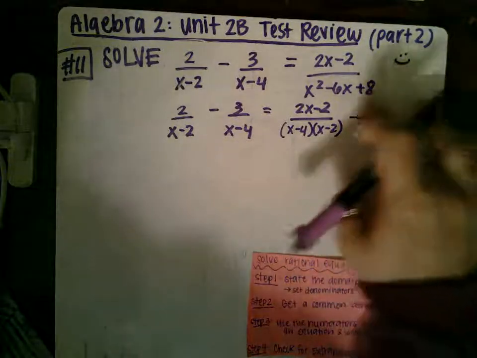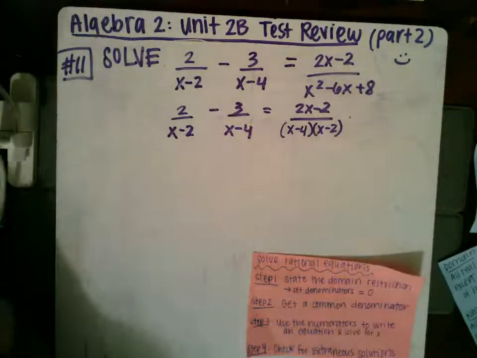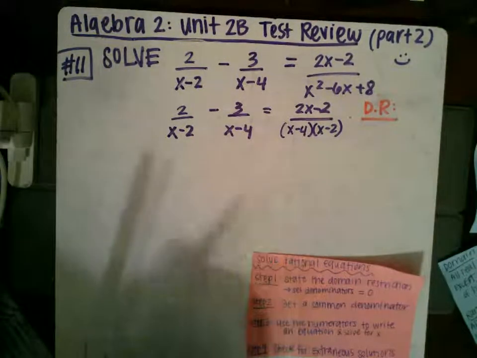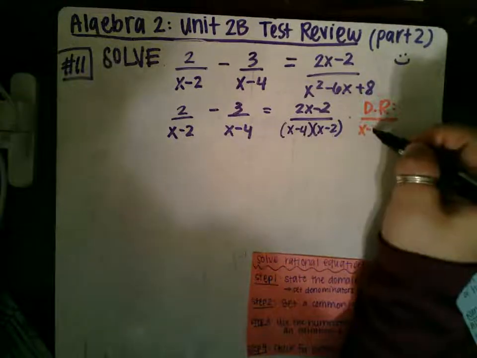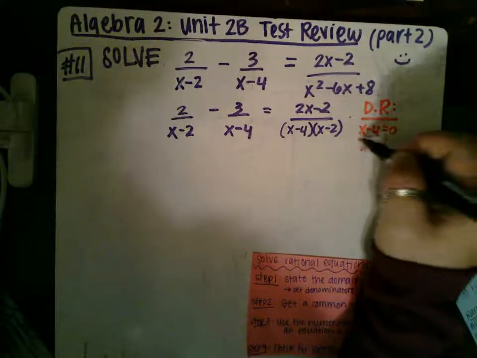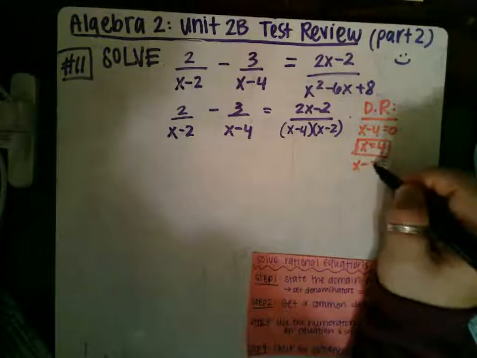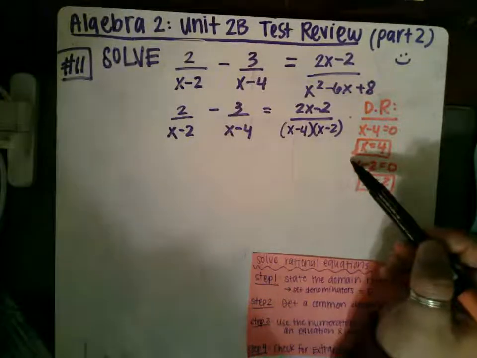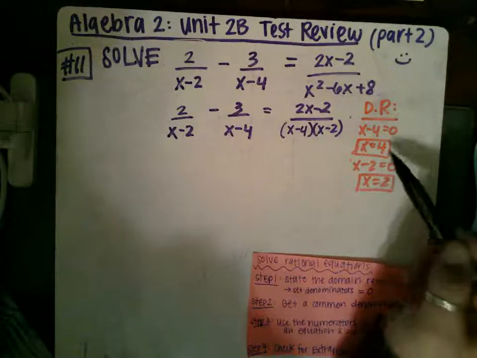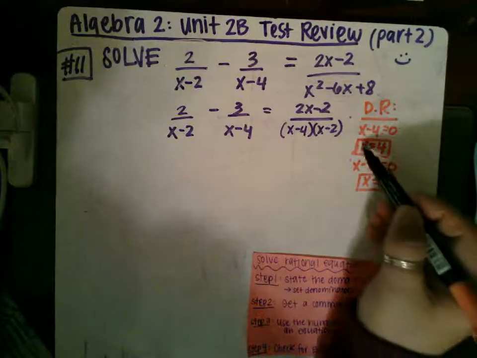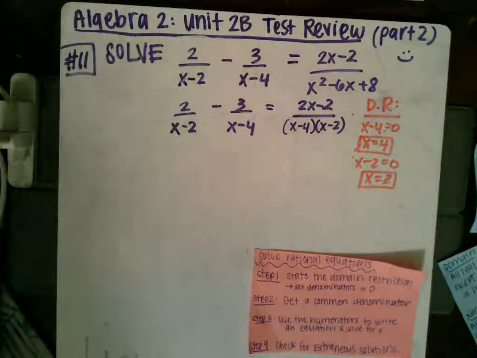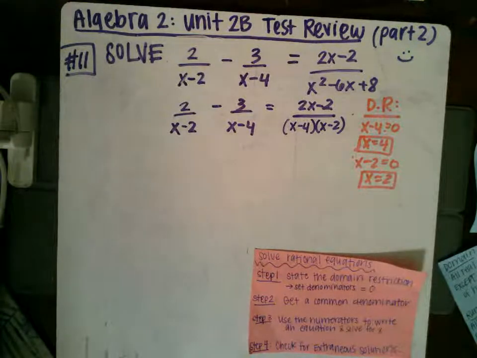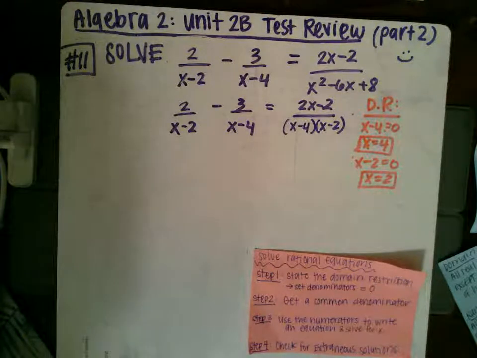Cool. So off to the side, really quick, step number 1 said to find our domain restrictions, right? That would be anywhere we could possibly divide by 0. So we set x minus 4 equal to 0, I get x equals 4. I set x minus 2 equal to 0, I get x equals 2. Kind of like the last problem, the factor is opposite of the actual x value. So that's step 1. Those are my domain restrictions. I'm going to have a hole or an asymptote at these values. I don't know which.